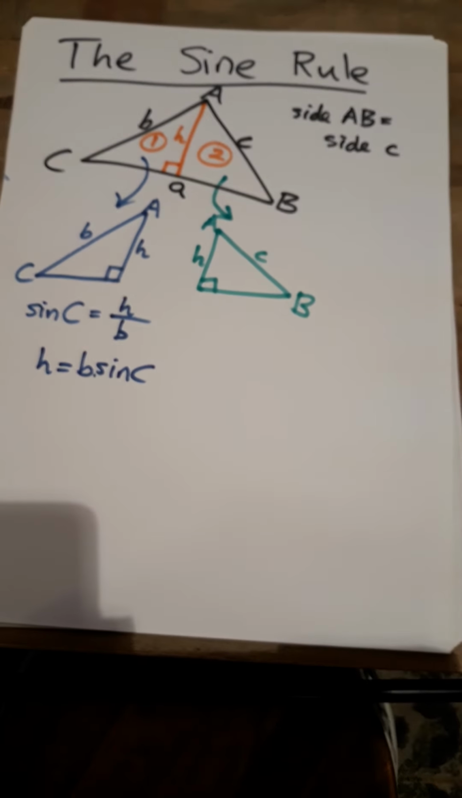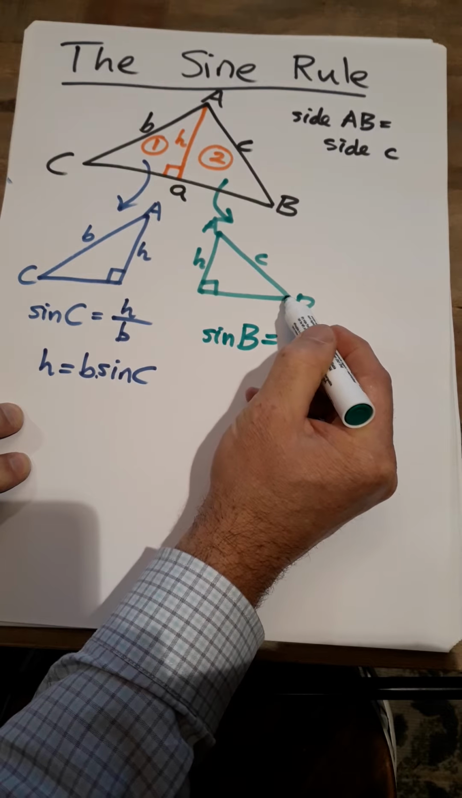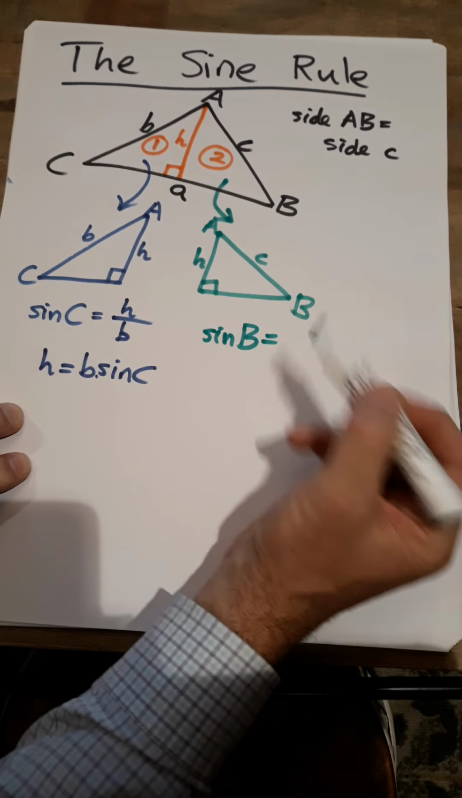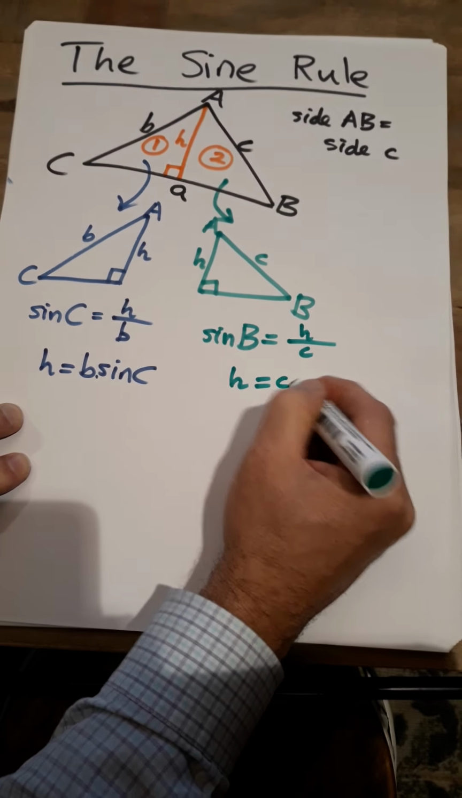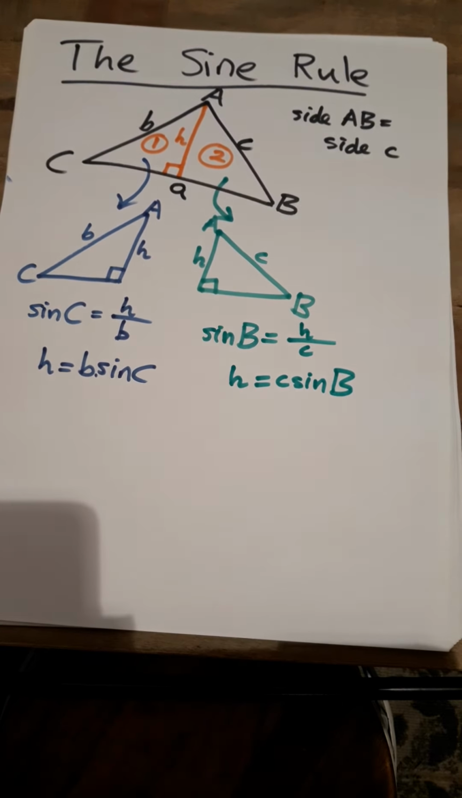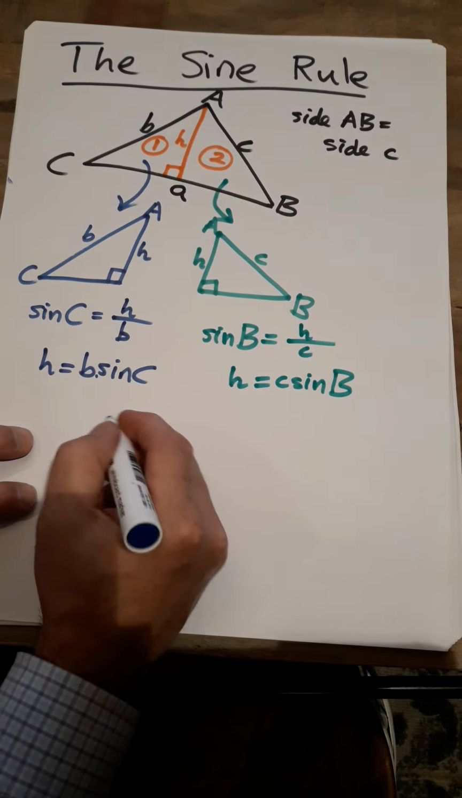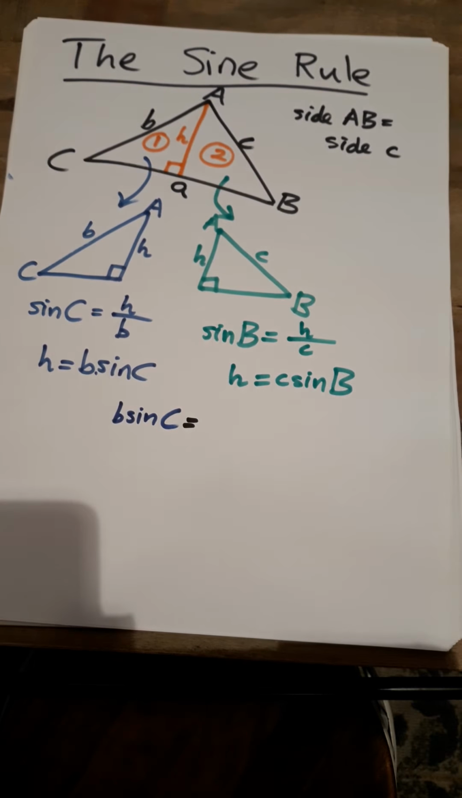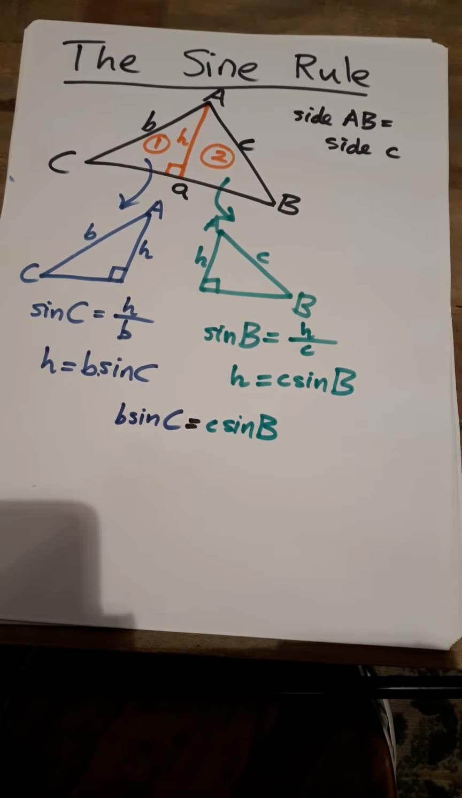Let's have a look over here at sine of angle B. Sine B is opposite on hypotenuse in that triangle. Opposite is H, hypotenuse is C. So it's H on little c. So rearranging, H equals C sine of B. Now, H is equal to H. So I can say that this B sine of C is equal to the C sine of B, and they're both equal to H.